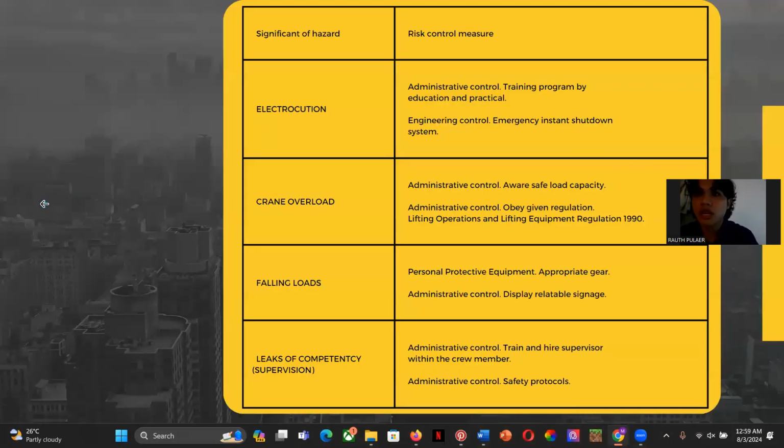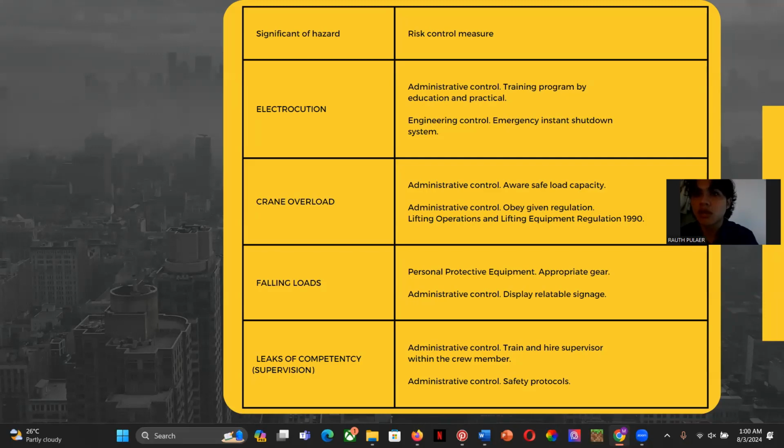So these are a few control measures that I found for electrocutions: administrative control and engineering control. For administrative, I recommend a training program with education and practical exercises. By giving education, they get to understand the cause and what would happen if an accident occurs. And practical is giving them visual exercises. And for engineering control, emergency instant shutdown systems. Let's say a person has been shocked by electricity and there's a button to shut down instantly. So at least it would rescue any victim involved in malfunction or maintenance.